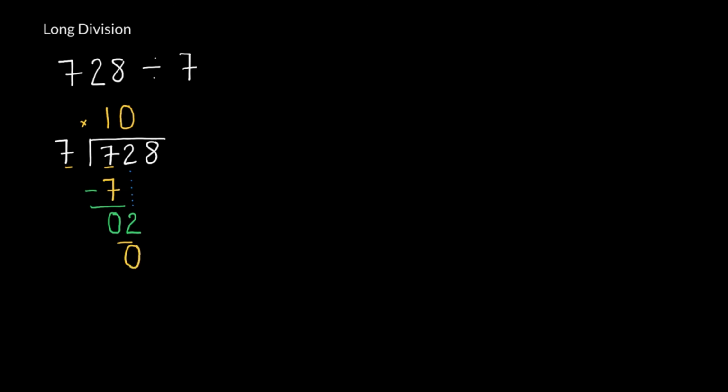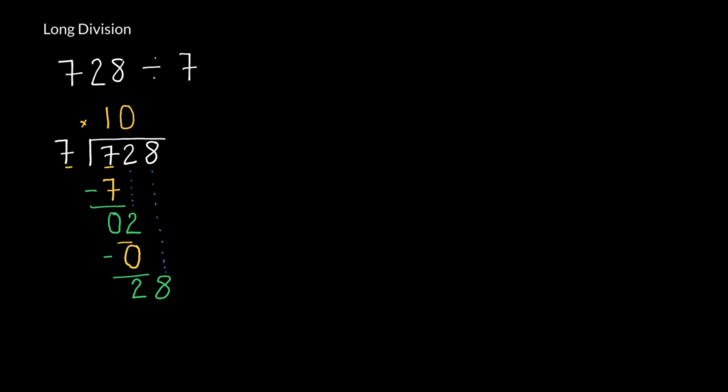And then after we multiply, we're going to subtract. And I'm going to get 2 minus 0, and that's just going to give me 2. Then I'm going to bring 8 down to here, and that's going to give me 28. Now I do the process all over again.